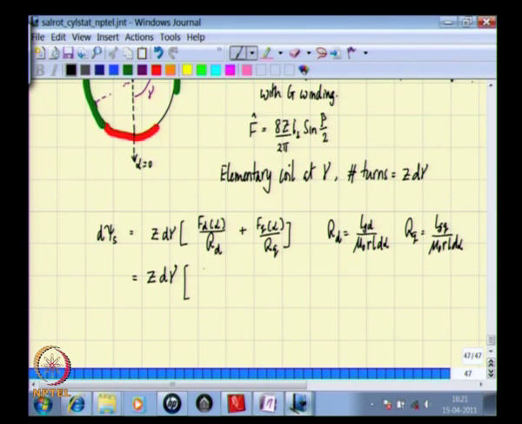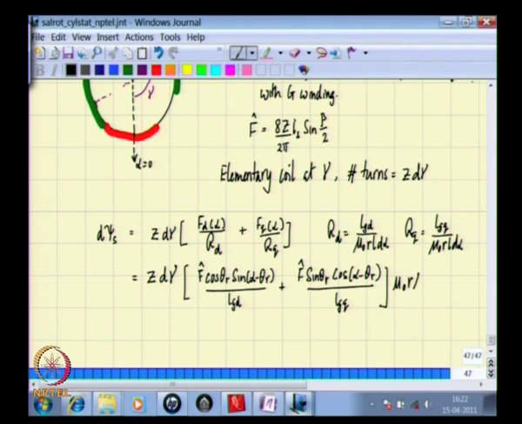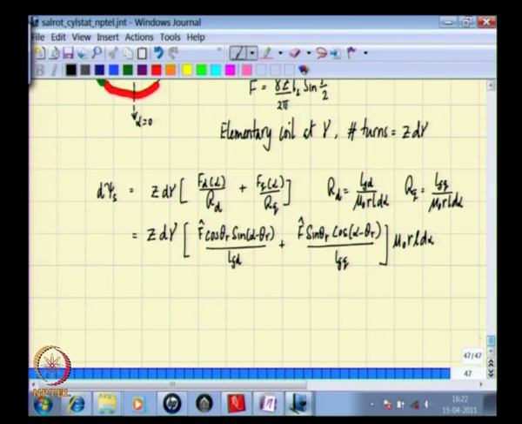by F d at alpha, which is nothing but F hat cos theta r multiplied by sin of alpha minus theta r divided by L g d, plus F hat sin theta r multiplied by cos of alpha minus theta r divided by L g q, and multiplied by mu naught R L d alpha. So from this, this is the flux linkage in the elementary coil due to the flux passing at a given angle alpha along the span of this elementary coil.